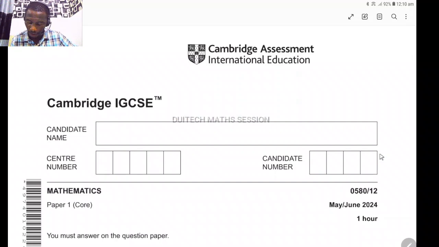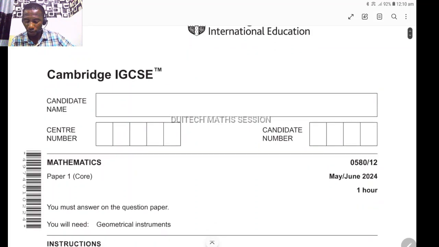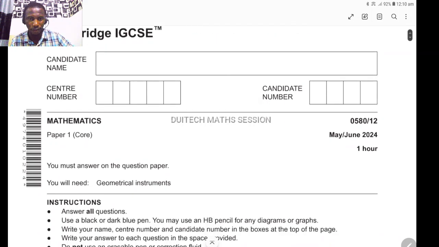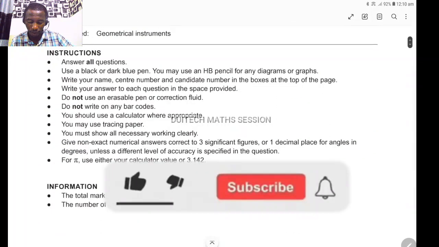We are back again with the second past question on this series, 0580 12. Last time we looked at 11, so if you have not seen 11, please go and check. 11 comes before this one. We're going to be looking at IGCSE once again, 0580 May/June 2024. Of course, the paper is expected to last for 1 hour. So let's look at the question. Of course, just last year's question.